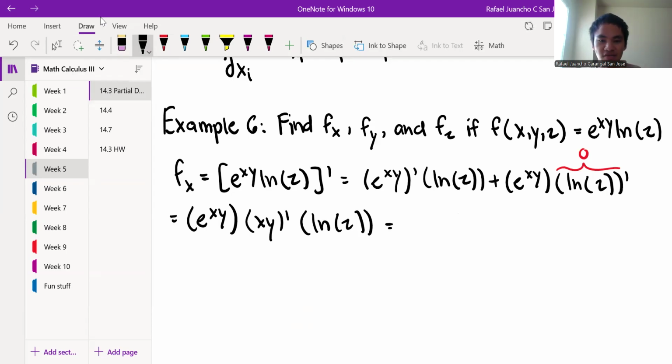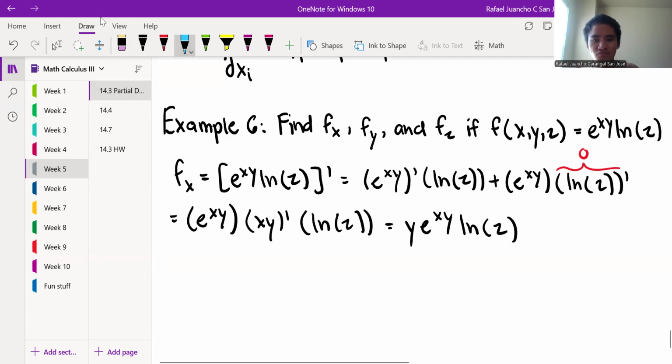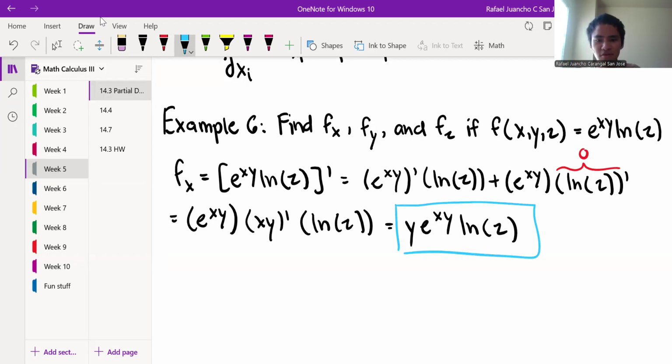Now what happens? We have xy. Well, here we treat y as a number, and x is just, well, if we take the derivative of x, that's 1. So we have y. So we're actually just left with y e to the xy ln z. And we're done, right?